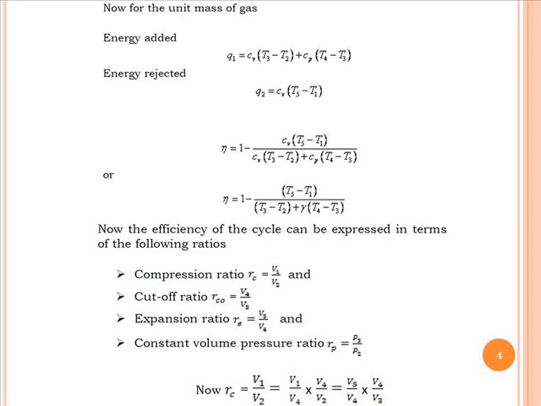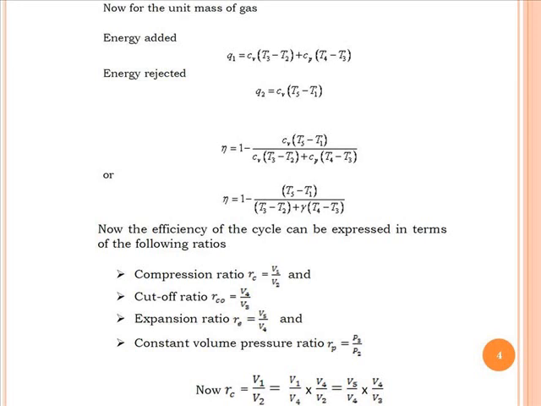So initially we have to find out what is the heat added. So Q1 equals Cv into (T3 minus T2) plus Cp into (T4 minus T3), that is heat addition at constant volume as well as at constant pressure. Cv is the specific heat at constant volume, whereas Cp is the specific heat at constant pressure. Similarly, the heat rejected, Q2, equals Cv into (T5 minus T1). So that is heat rejection that is observed at constant volume.